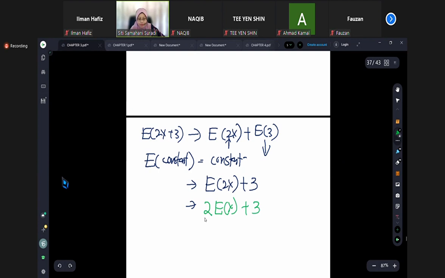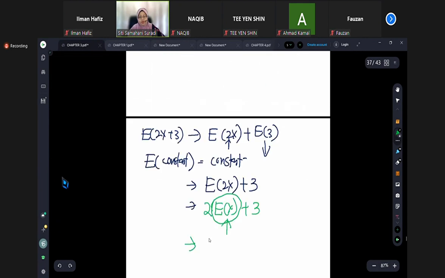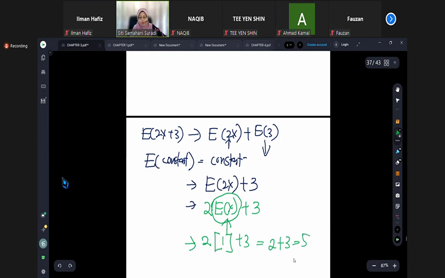So it becomes this constant, bringing a few terms there in 1. You just substitute the value of mean 2 in 1 that you got for E(X) just now, plus 3. So the answer is 2 plus 3 equal to 5.